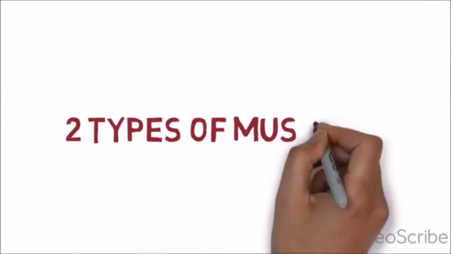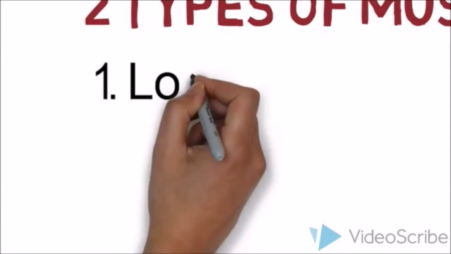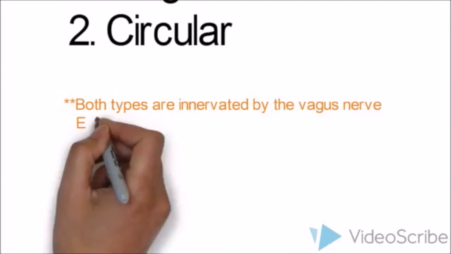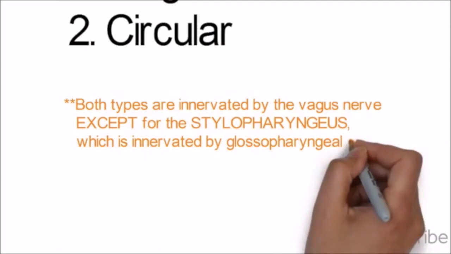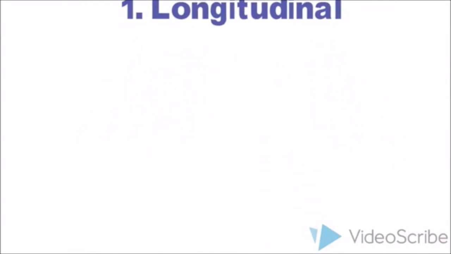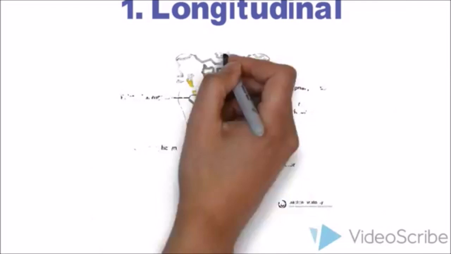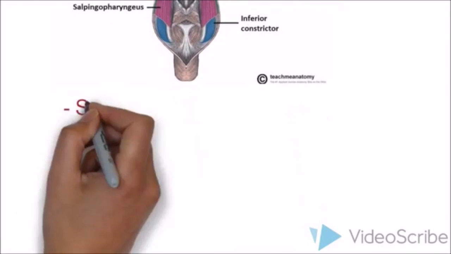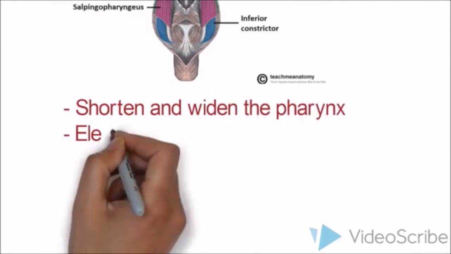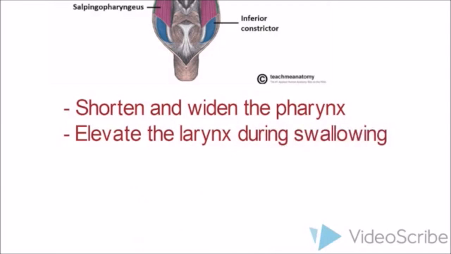There are two types of muscle that form the walls of the pharynx, which are longitudinal and circular. Both types are innervated by the vagus nerve, except for the sternopharyngeus, which is innervated by the glossopharyngeal nerve. Now I will talk about the longitudinal muscle. This picture shows the posterior view and the longitudinal muscle of the pharynx. It shortens and widens the pharynx and elevates the larynx during swallowing.